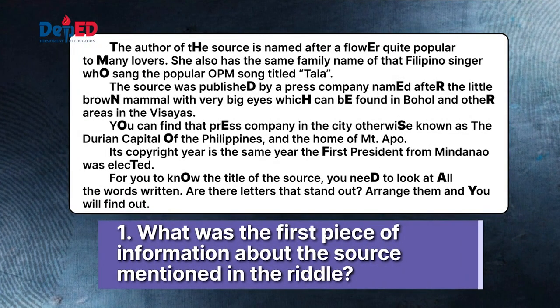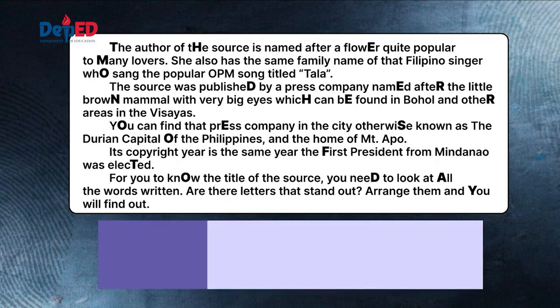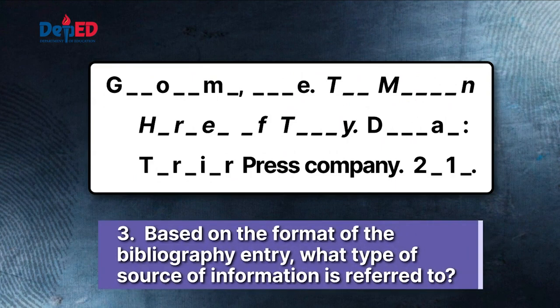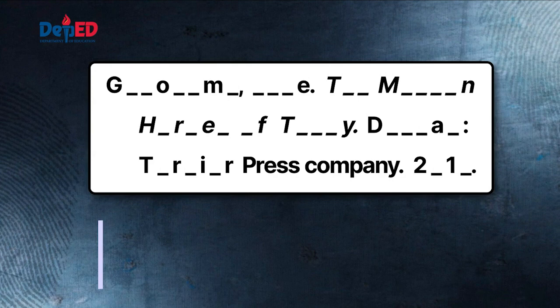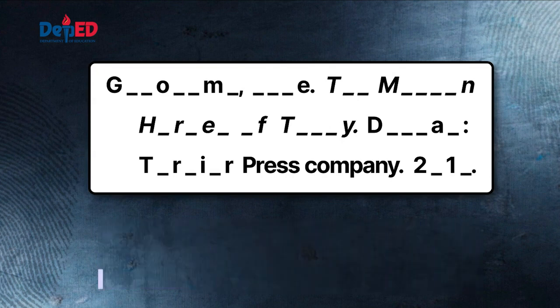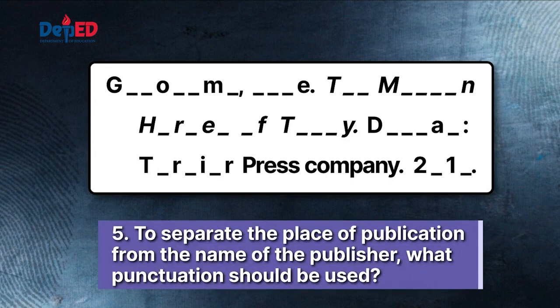Question number 1. What was the first piece of information about the source mentioned in the riddle? Question number 2. In what paragraph number was the copyright year mentioned? Question number 3. Based on the format of the bibliography entry, what type of information source is referred to? Question number 4. Which lines of the bibliography were indentions applied to? And question number 5. To separate the place of publication from the name of the publisher, what punctuation should be used?